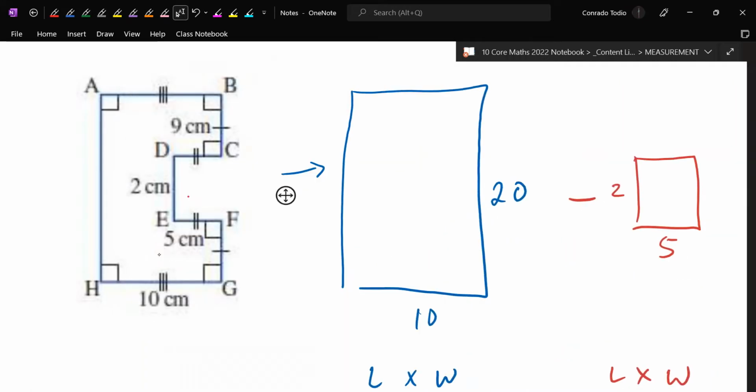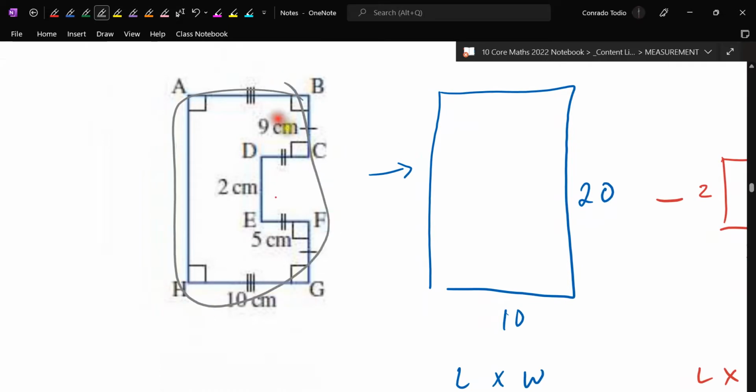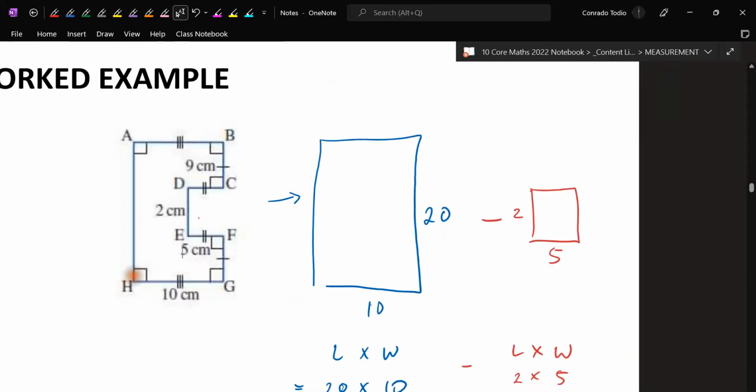I think it was Jeremy or Jacob that said, oh, you could actually do three shapes here, which is also correct. But the easier way to do it is to just find the total area and then minus the little bit that you don't need, which is that. So sometimes you'll need to do that.